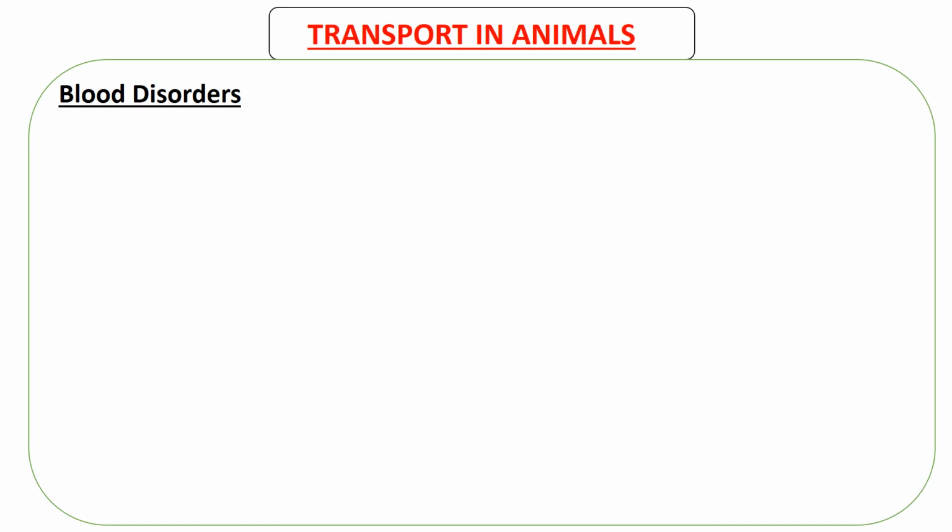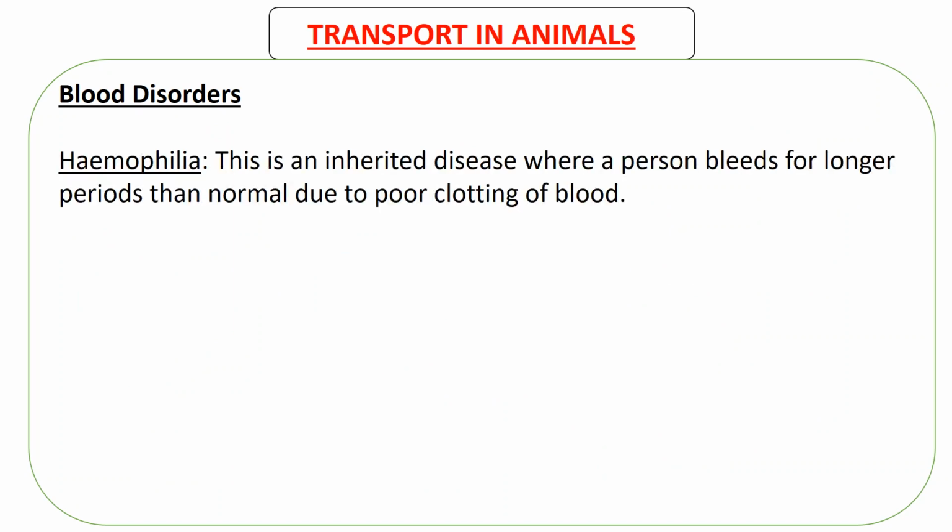Next, we look at the second blood disorder called hemophilia, which is also an inherited disease where a person bleeds for longer periods than normal due to poor clotting of blood. So remember the clotting of blood we discussed. Due to hemophilia, the person is going to bleed for longer periods than normal. So whenever they cut themselves, blood will just be coming out.